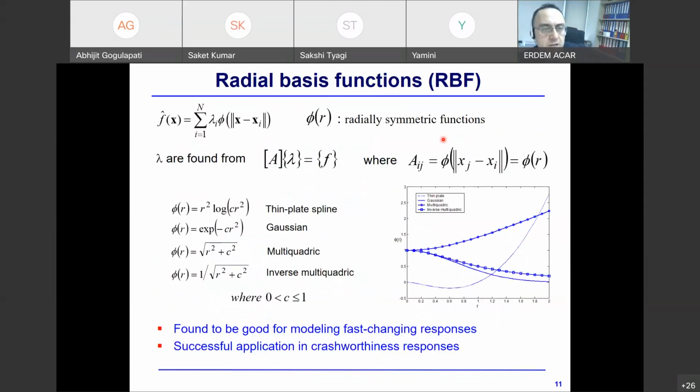Another surrogate model is radial basis functions. Over here, you consider a linear sum of radially symmetric functions. Examples of those functions are thin plate spline, Gaussian, multiquadratic, or inverse multiquadratic models. These radial basis functions are found to be good for modeling fast-changing responses, and we have seen successful application here in prediction of crashworthiness responses.